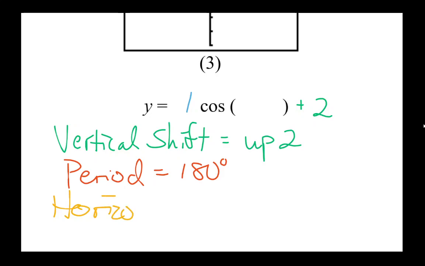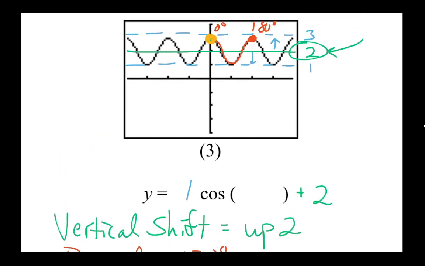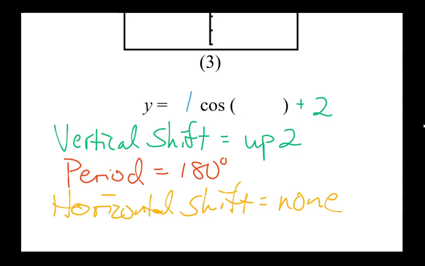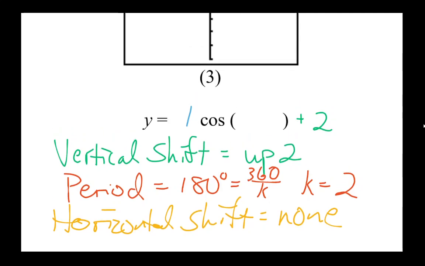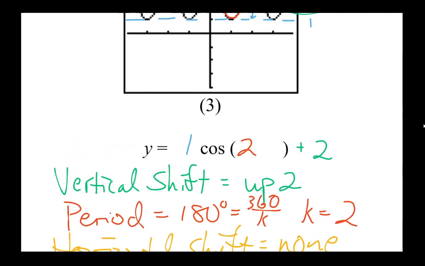Let's distinguish the shifts here. So horizontal shift, none. Again, that's because that point did not move left or right. It's still in the same place, left or right. All you've got to do is find the k value: original period divided by k equals 180. I know, k equals 2 again, even though I just got done telling you that's not always 2, but it was again for this one.